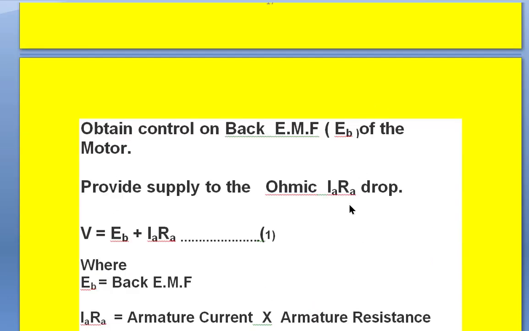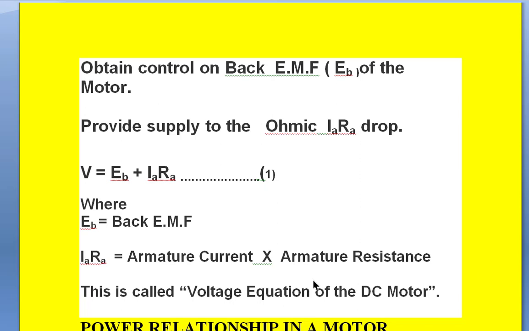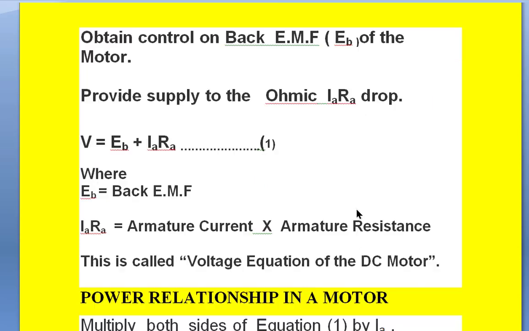So if we relate the applied voltage with the back EMF and the armature voltage drop, that is Ia RA, then that equation is called the voltage equation of the DC motor. That is, V is equal to EB plus Ia RA. Here EB is called the back EMF and Ia RA is the armature current into armature resistance. So this equation, V is equal to EB plus Ia RA, is called the voltage equation of the DC motor.